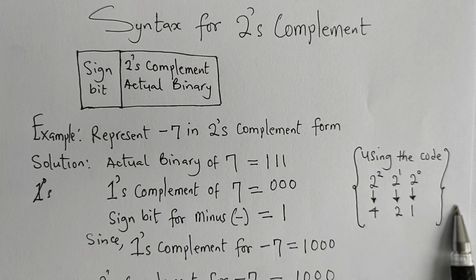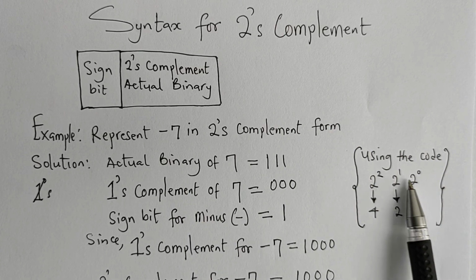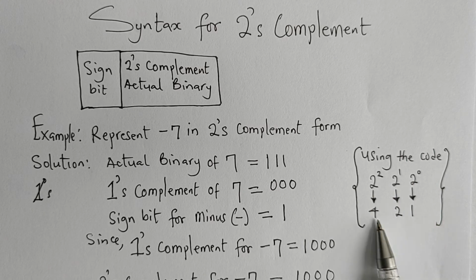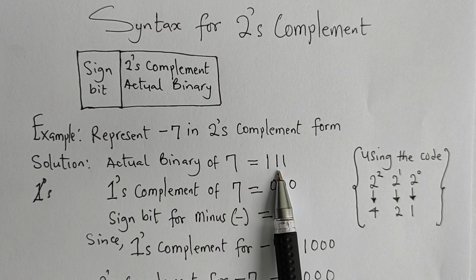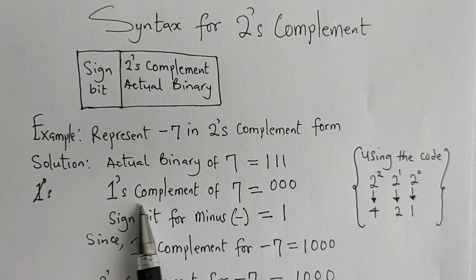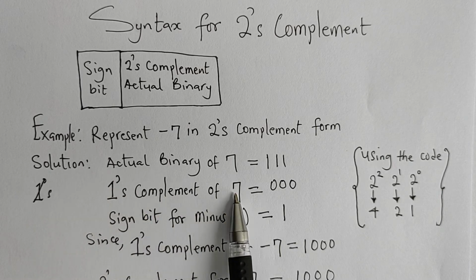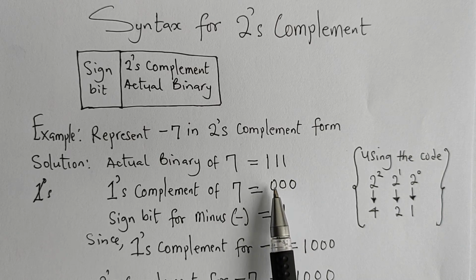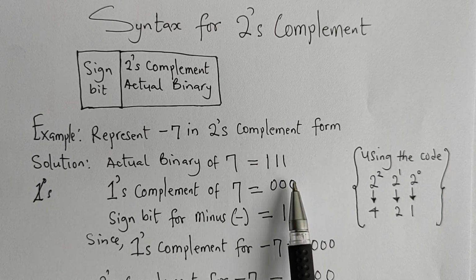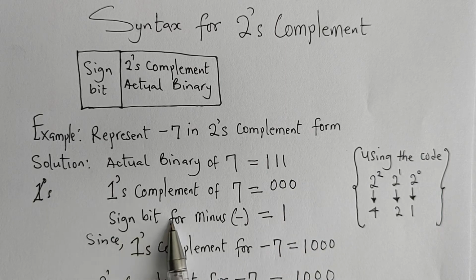Like I explained to you, this is the direct method to convert decimal to binary. We have to use this. Of course, the actual binary of 7 is going to give us 1, 1, 1, like I explained previously. Now we need to obtain the 1's complement of 7, which is nothing but taking the inverse of the actual binary of 7, which is going to be 0, 0, 0, which is the inverse, the complement. Since we know that the sign bit for minus is 1, the first complement for -7 is going to be 1, 0, 0, 0. This is very easy and straightforward.